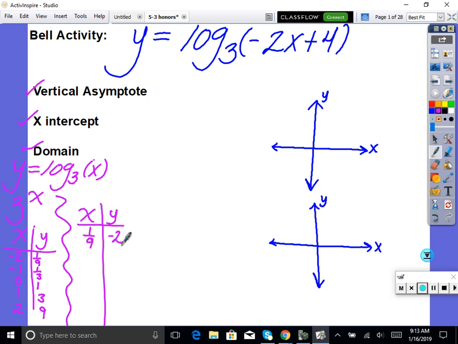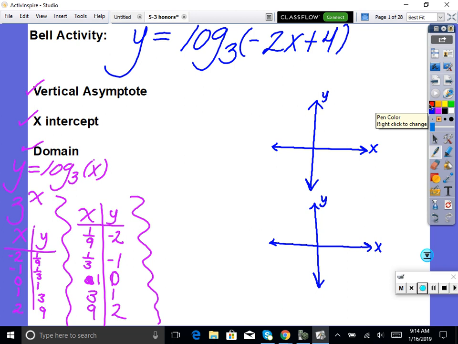1/9, -2, 1/3, -1, 1, 0, 3, 1, and then 9, 2. Now that would just be the parent function's xy points. Does everybody see? Now from here we can perform the transformation to those xy points and boom, there's your graph. But once again, let's look at the parent function and what it looks like. Don't we know that all logarithms with no shift left and right have a vertical asymptote at x equals 0? That's always going to be true for a non-shifted logarithm.